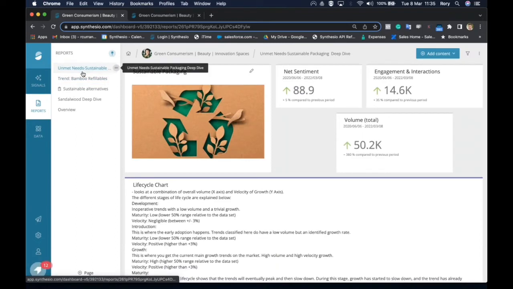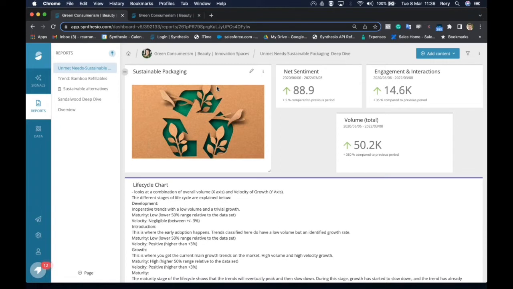So now what we're going to focus on is, again, unmet needs, focusing on the category of sustainable packaging. As you can see here, sustainable packaging is a topic, probably won't come as a surprise, generating huge volumes of conversation, particularly positive volumes of conversation, mainly from consumers expressing the desire to shift towards a more sustainable way of living. We can see that interactions are up 35% versus the previous time frame, and the overall net sentiment is a score of 88.9.